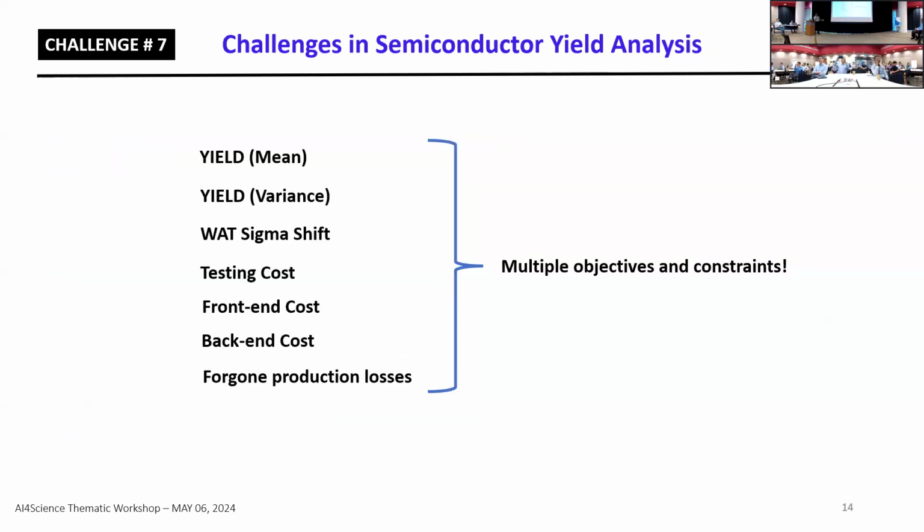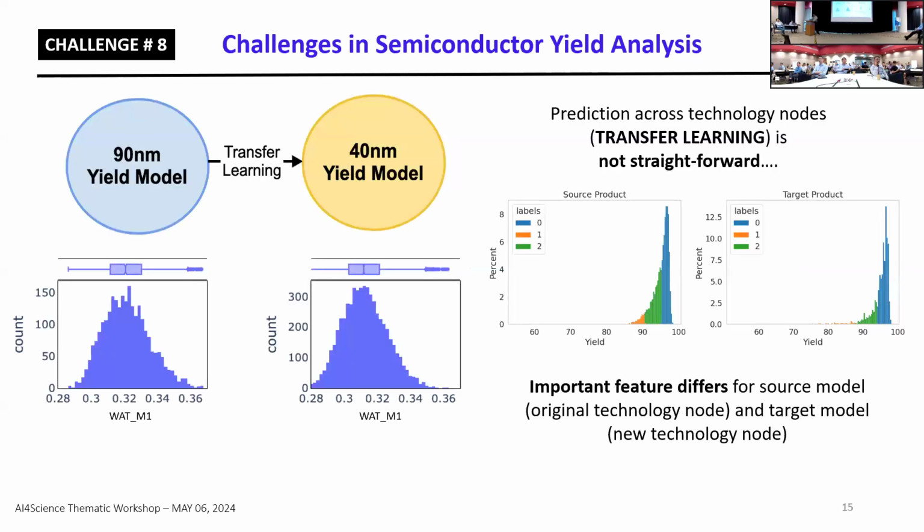And we know that there are multiple objectives and constraints we have to work with as well. It's not just about improving yield, but also controlling the variance in the yield. We've got to account for the cost of testing and the foregone production losses, and shifts in the bad parameters and so on. So the cost function itself is more complicated than just the yield itself. So that's something we need to be aware of.